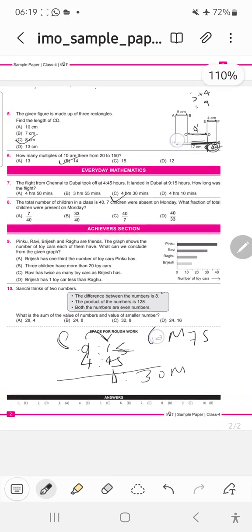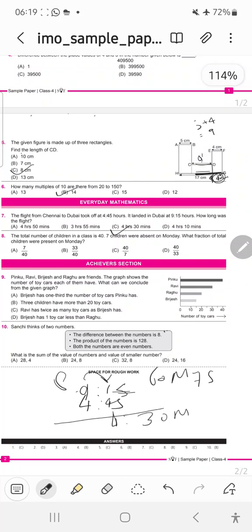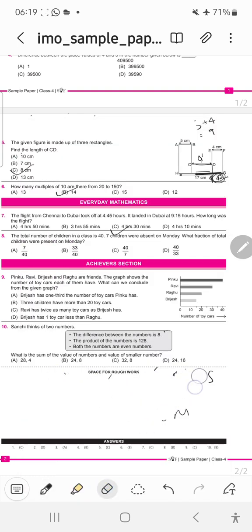The next question: the total number of children in a class is 40. 7 children were absent on Monday. What fraction of total children should be present on Monday? In this question, we just subtract the value of those who are not present. So 7 is absent.